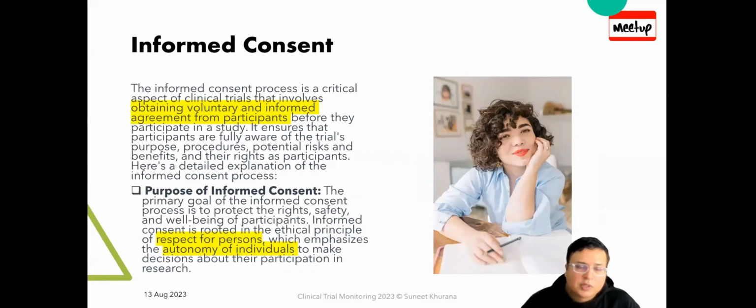Then the next one is the informed consent process. The informed consent process is a critical aspect of a trial that involves obtaining voluntary and informed agreement from participants. So this is a big challenge, like recruiting patients in studies. Now we have a coordinator like this. Now who would say no to joining the study?